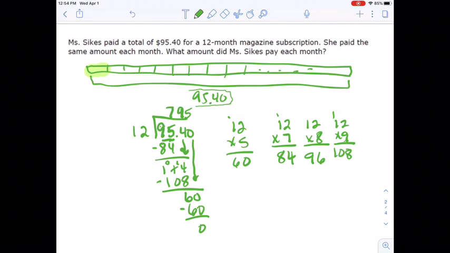Now, let's think logically for a second. $95, if I think about compatible numbers or friendly numbers, is really close to $96. And look what I know right here. 12 times 8 is 96. So I know that my answer should be somewhere close to 8. And look, $7.95 would make perfect sense for my answer, and it matches up with where I bring my decimal if I bring it straight up. So Miss Sykes pays $7.95 per month.